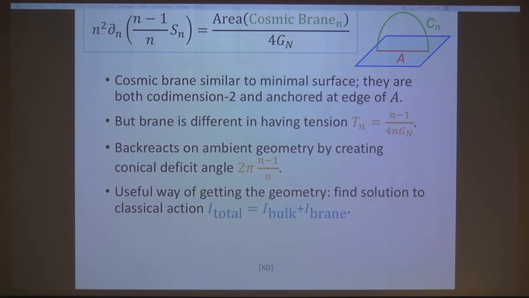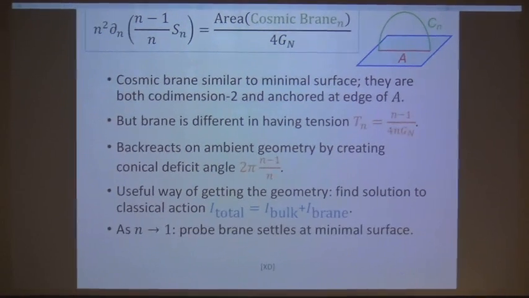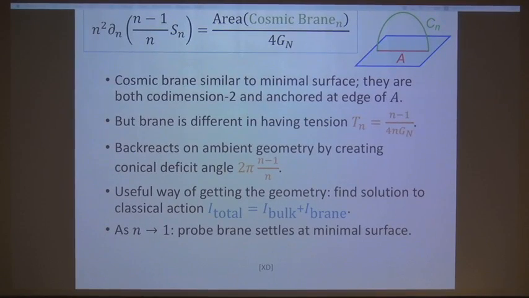So we discover a statement about the Rényi entropy rather than the von Neumann entropy. So a useful way of getting the geometry is simply to say, I'm going to phenomenologically add a brane action to the bulk action and solve everything with that total action. This is all classical, by the way. This is supposed to work at leading order in the 1 over n expansion.